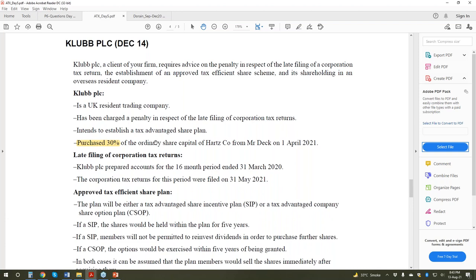Club PLC prepared the accounts for the 16-month period ended 31st March 2020. I know the corporation tax returns for this period were filed on 31st May 2021. So guys, they should have submitted it by March 2021, that we have already discussed. How many months are they late? Within 3 months or more than 3 months? And if yes, then tell me the amount of penalty in the question section as well, please.